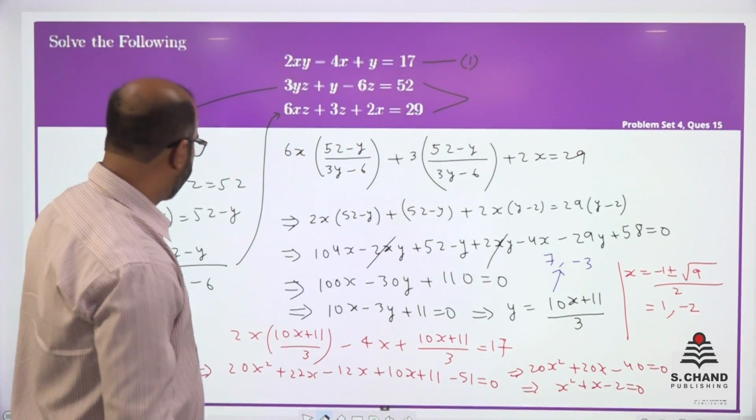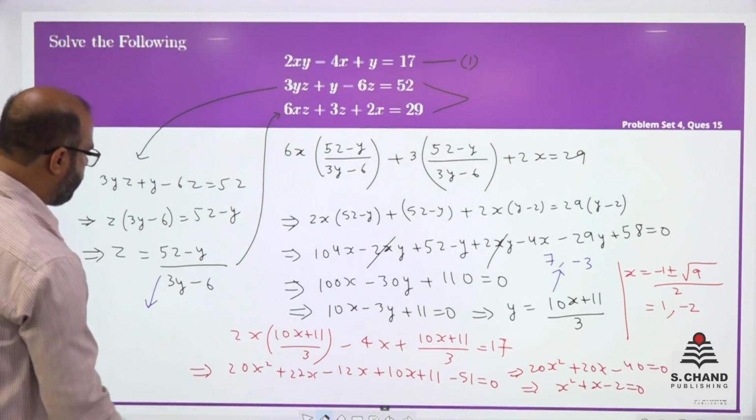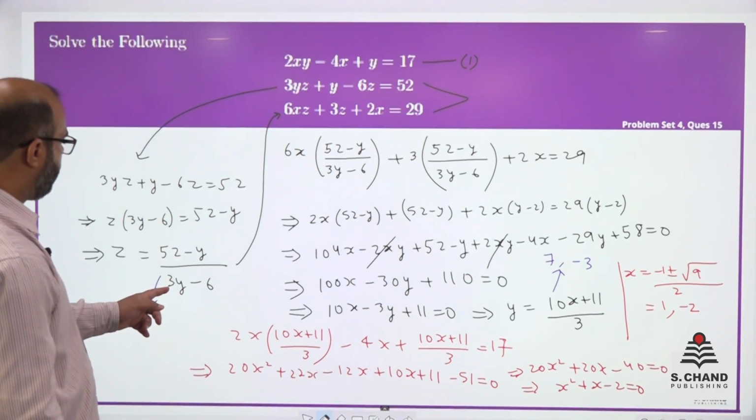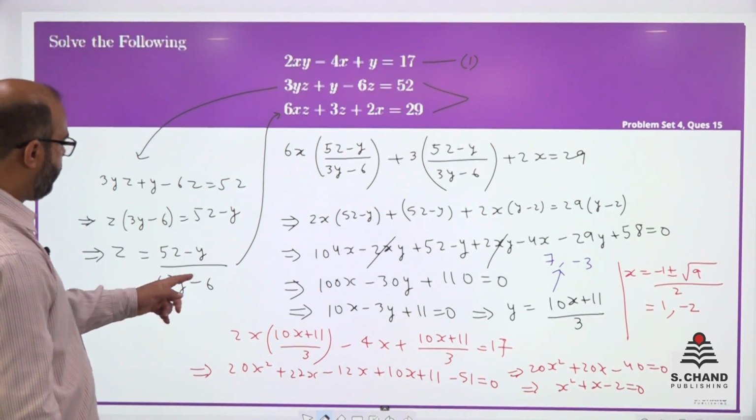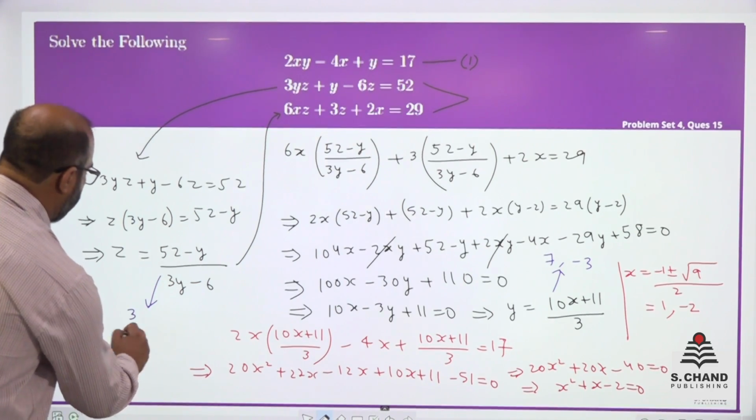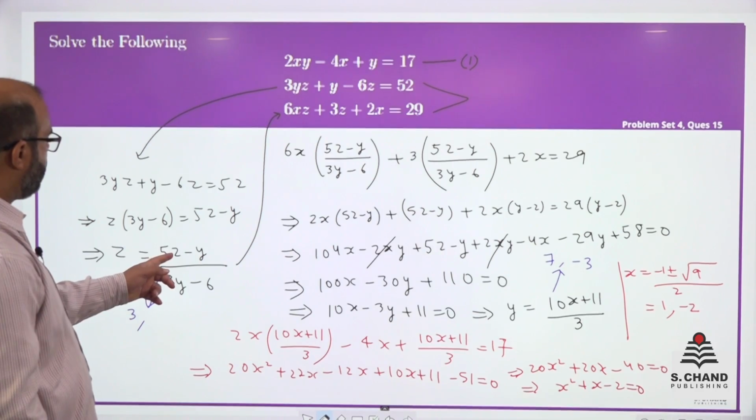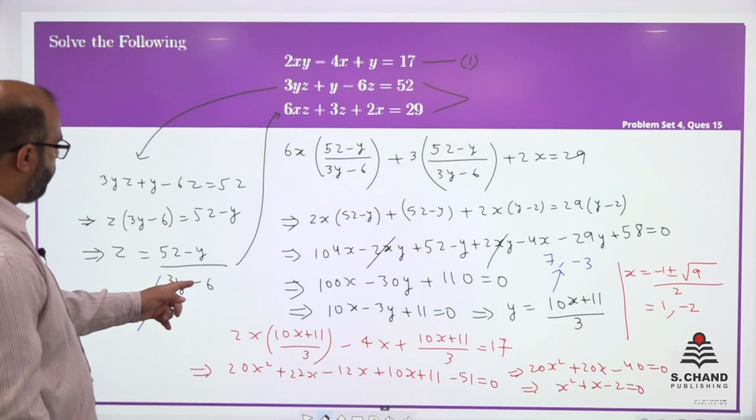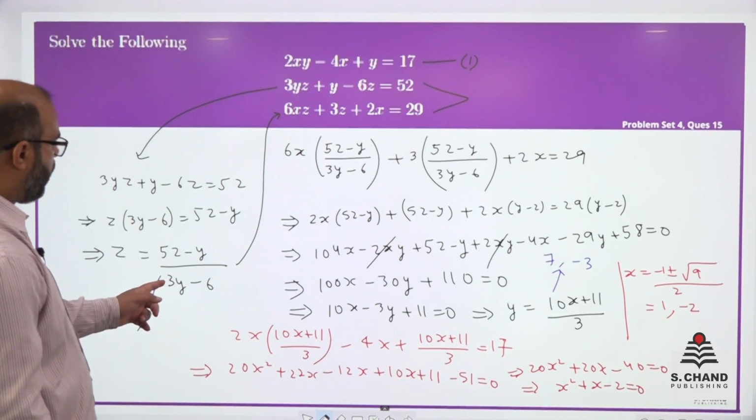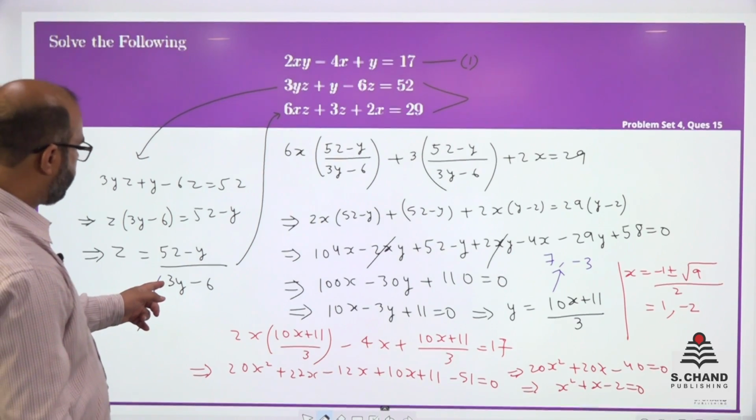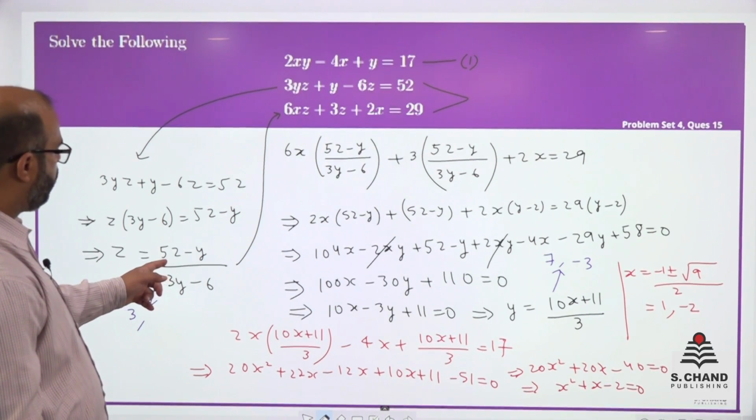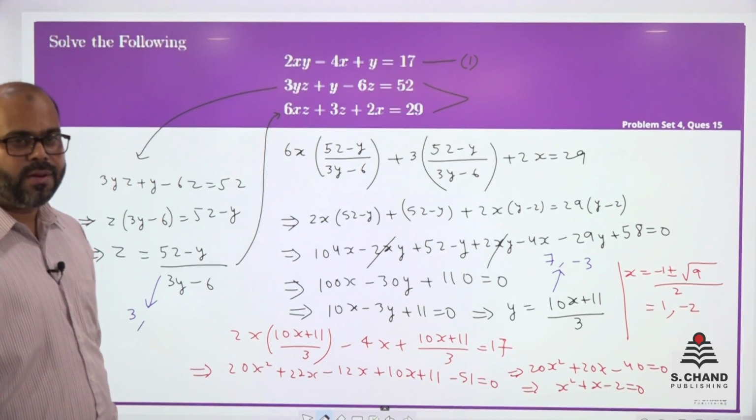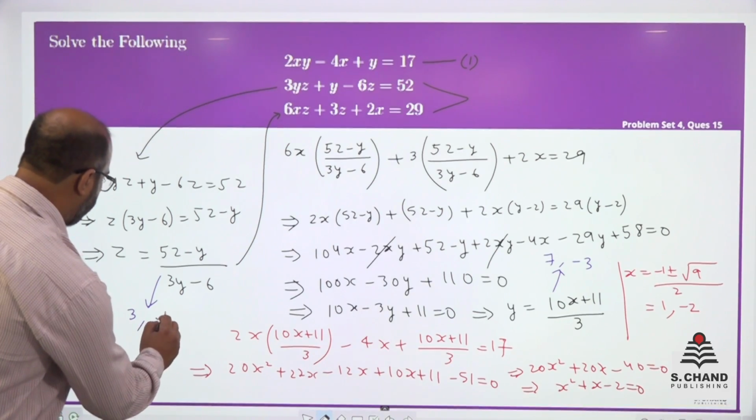And what about z? So, the z from here it will come. When you take y as 7, 52 minus 7 is 45, and here 7 into 3, 21 minus 6 is 15. So, this will become 3, and if you take minus 3, this will become 55 in the numerator and minus 9 minus 6, minus 15, in the denominator. So, 55 by minus 15, that will be minus 11 by 3.